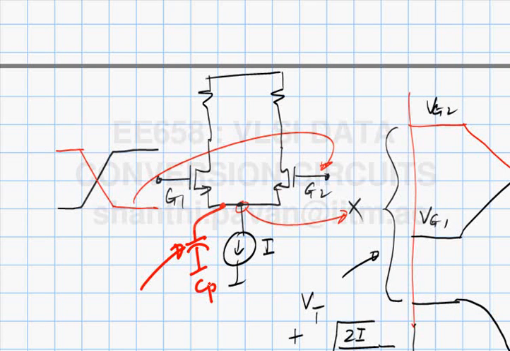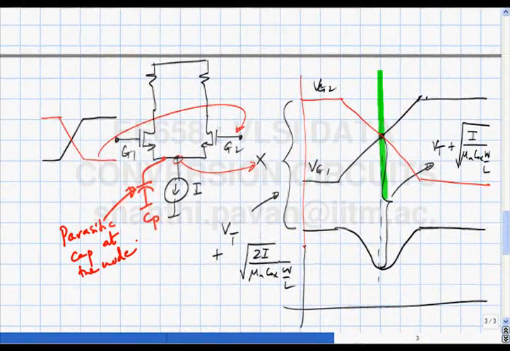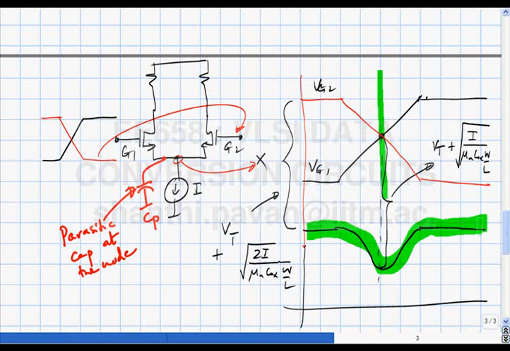The total capacitance at this point is the gate-source capacitance of these two switching transistors, plus the parasitic output capacitance of the current source, plus this capacitance and that one there. Now let's assume Cp is very small, so that this waveform is still the same. To get a feel for what happens when there is Cp, this is a reasonable thing to assume.